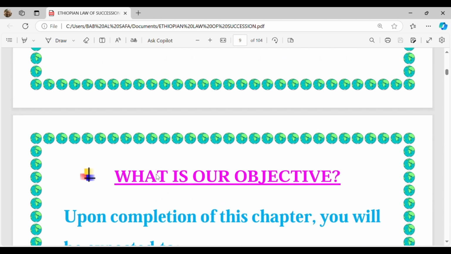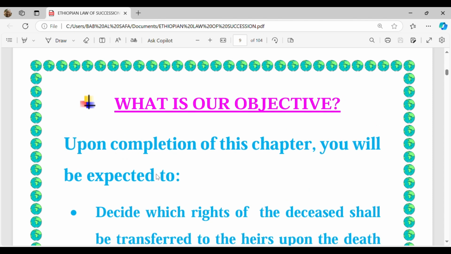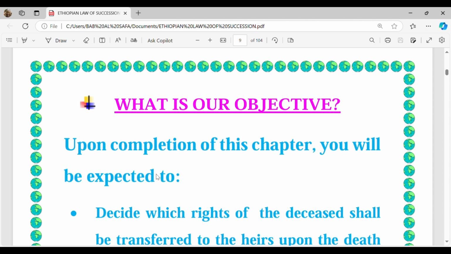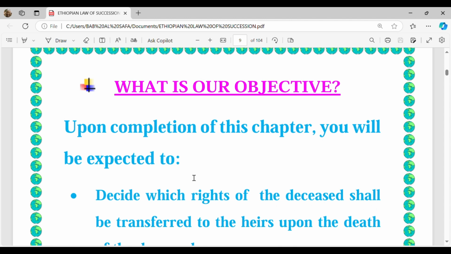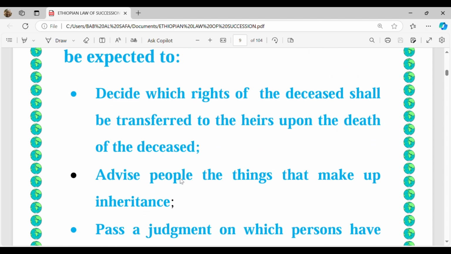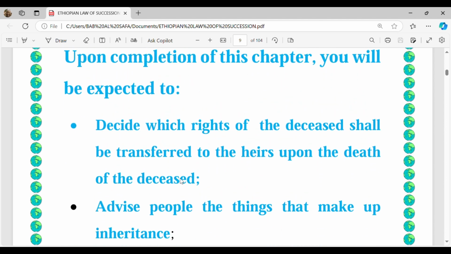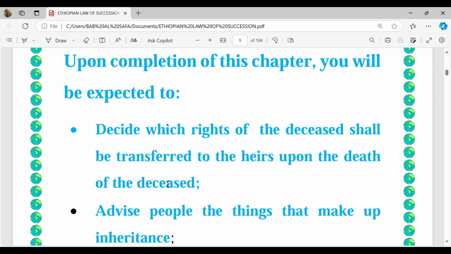So this is all about the important terminologies. That is really important to have a better understanding of the discussion that we are going to make in the future. Then what is our objective? Knowing the objective before beginning the detailed discussion is also very important to know how to read, how to learn. So upon completion of this chapter, every one of us is expected to decide which rights of the deceased shall be transferred to the heirs upon the death of the deceased.